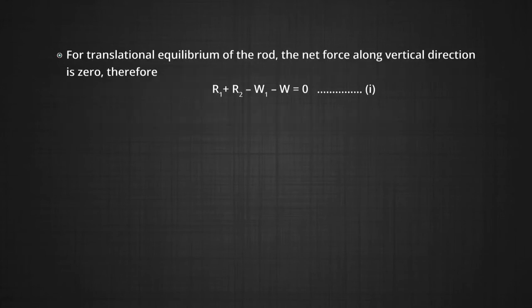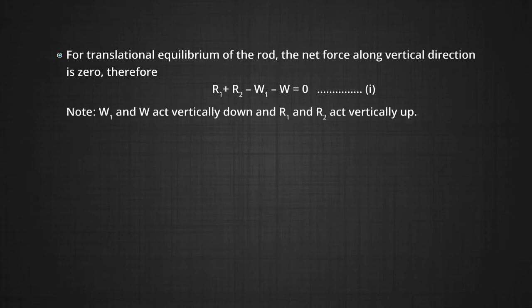For translational equilibrium of the rod, the net force along the vertical direction is zero. Therefore, we can write R1 plus R2 minus W1 minus W is equal to zero. This gives us equation 1. We must note that W1 and W act vertically down and R1 and R2 act vertically up.